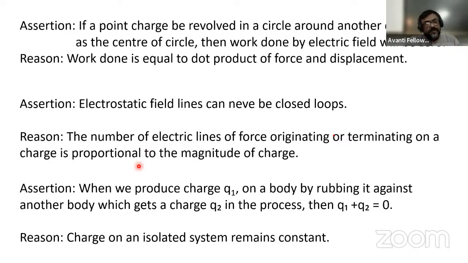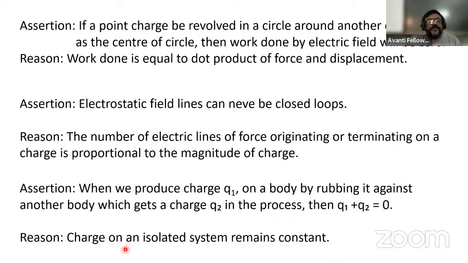So what is the sum of these two? Positive Q and negative Q. What will be the sum? The sum will be definitely 0. So this statement is absolutely correct. It directly says the electrons lost by the wool are gained by the ebonite.